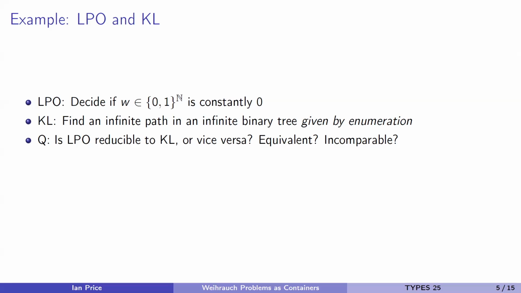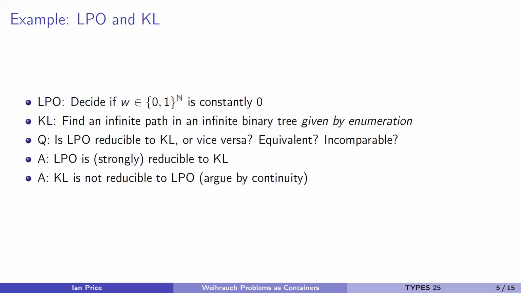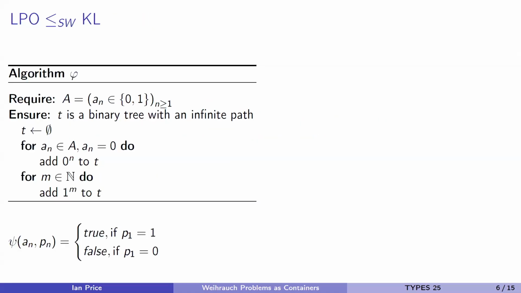I don't know about you, but I definitely think that Koenig's lemma sounds like a stronger statement than LPO, because trees are more complicated than sequences. And that is in fact the case. We can reduce LPO to Koenig's lemma. We cannot reduce Koenig's lemma to LPO. I'm going to show you how to do one direction. For the other direction, you'll have to look up the slides or find me after the talk.